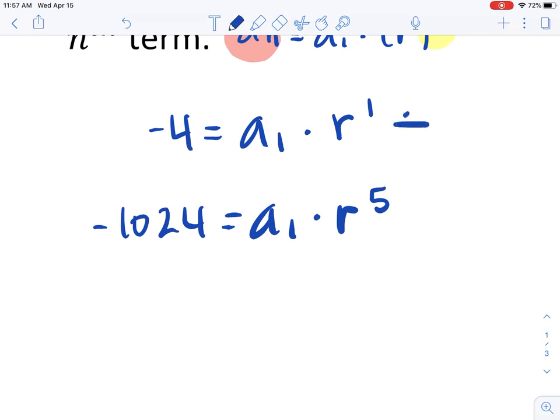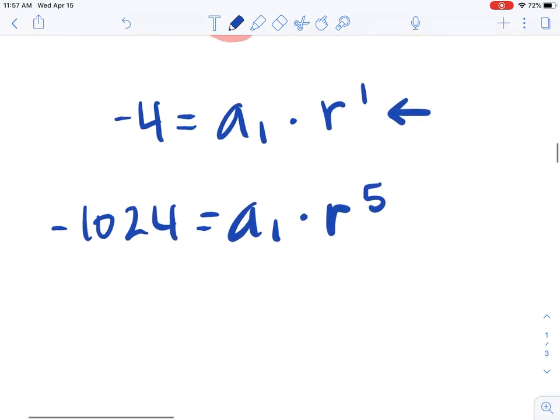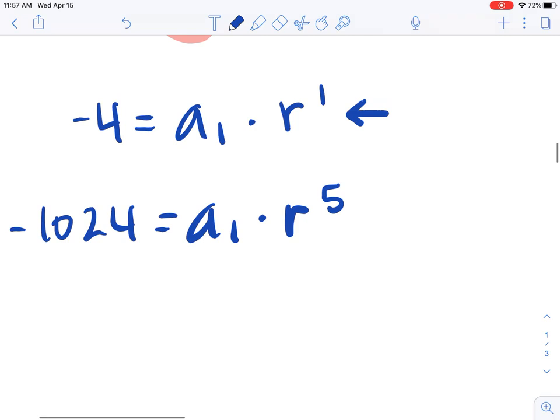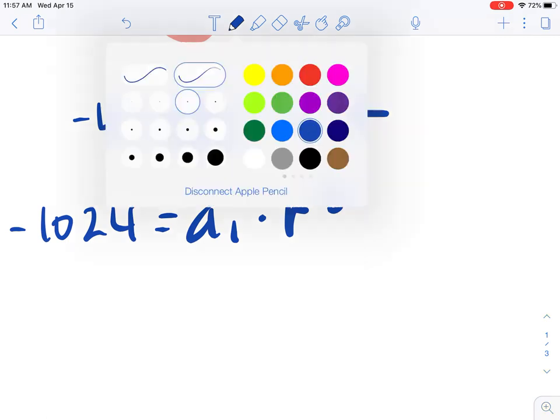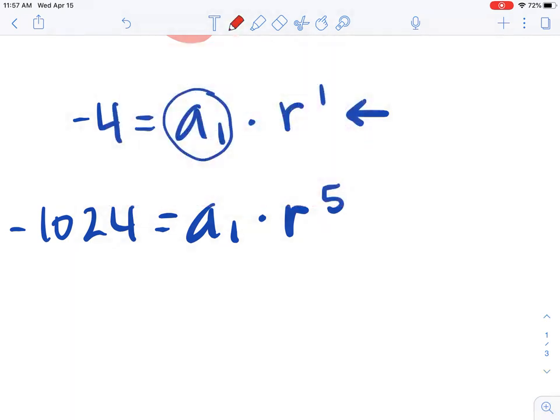All right, so we're going to go to our first equation. What we're going to do is solve the first equation for a sub 1. Okay, so if I asked you to get a sub 1 by itself, how would you get a sub 1 by itself? Divide by r to the first power.